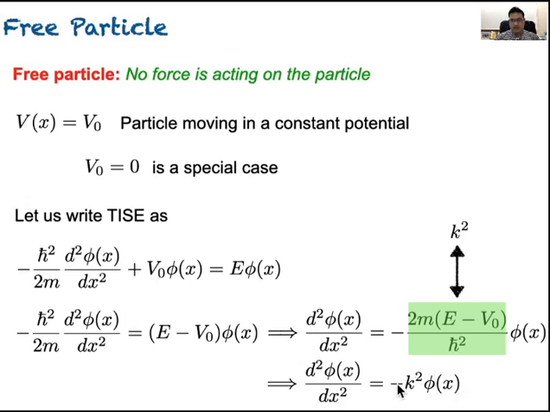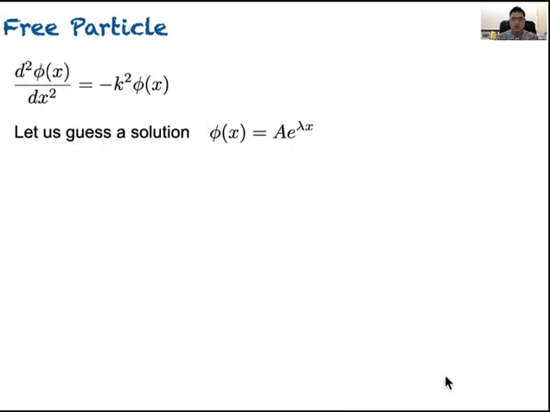Now I can take this minus k square φ(x) from the right hand side to the left hand side so that my right hand side is equal to 0. That's what I have done. And now from our previous knowledge we can guess a solution of this second order differential equation. So let's guess a solution.